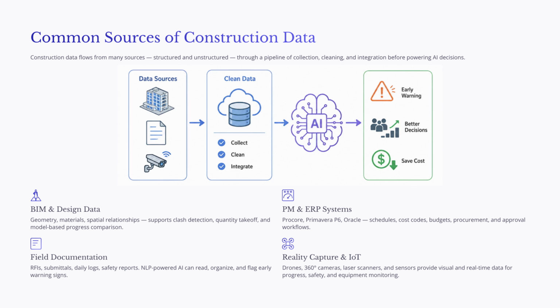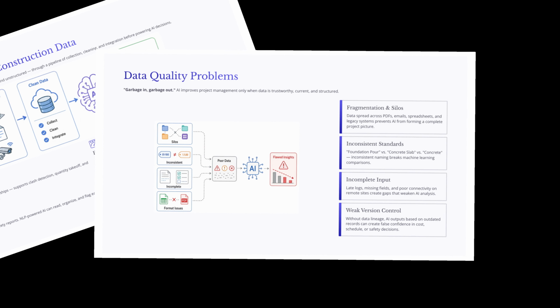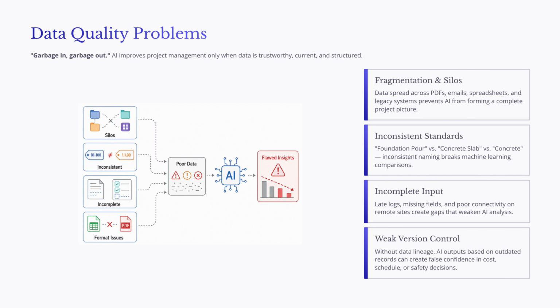The important point is that construction data is both structured and unstructured. It includes numbers, documents, images, models, and sensor data. For AI to use this information effectively, it must move through a pipeline of collection, cleaning, and integration. This slide introduces one of the most important ideas in AI: garbage in, garbage out. AI can only produce reliable insights when the input data is trustworthy, current, and structured enough to be compared across projects. If the project data is inaccurate, incomplete, outdated, or disconnected, the AI output may also be incomplete or misleading.